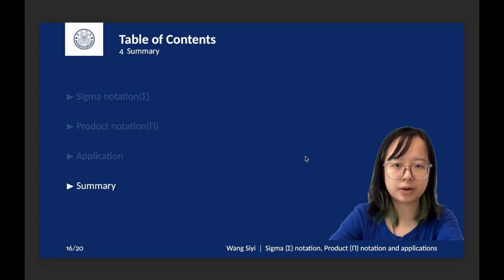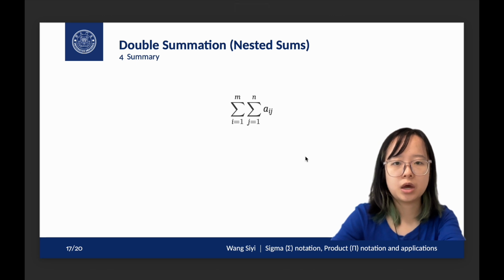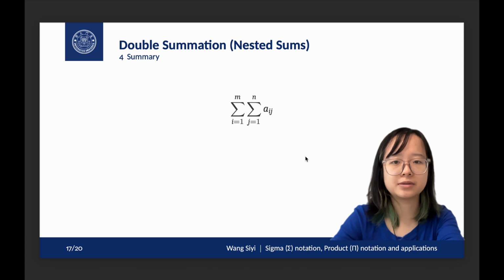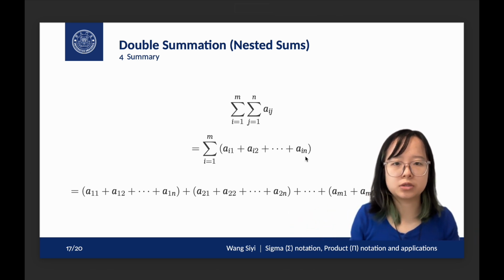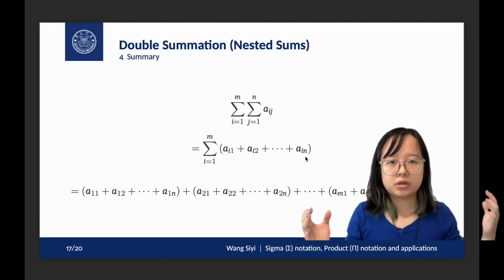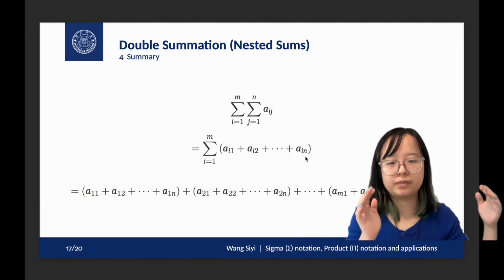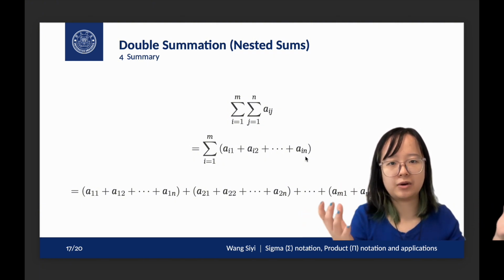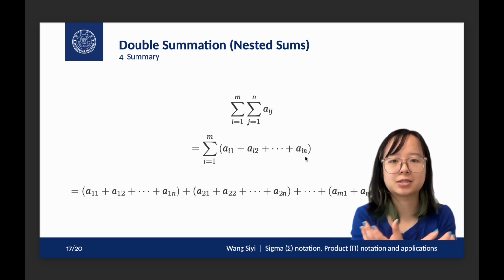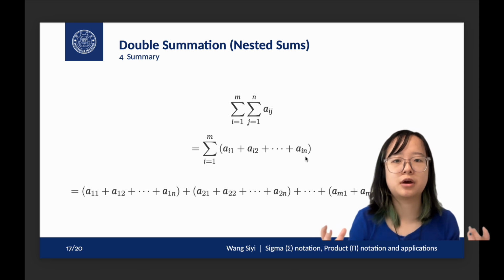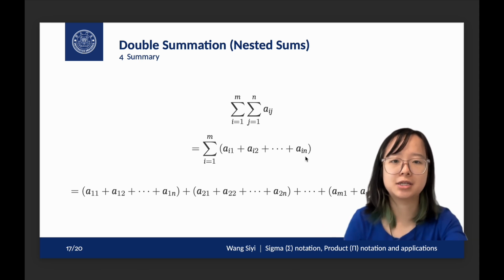Now let's come to the summary part. I wanted to further introduce double summation, that is, nested sums. With two sigma notations together, we need to write out the inside notation first and then the outside notation. But interestingly, we can exchange the positions of these two sigma notations.